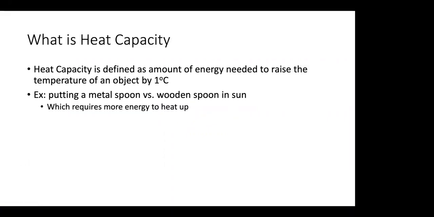As you may remember, heat capacity is defined as the amount of energy needed to raise the temperature of an object by 1 degree Celsius. This could be a cell phone, a stuffed animal, a bow tie, something like that.